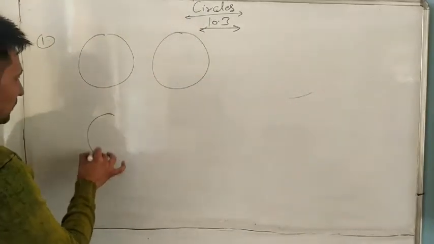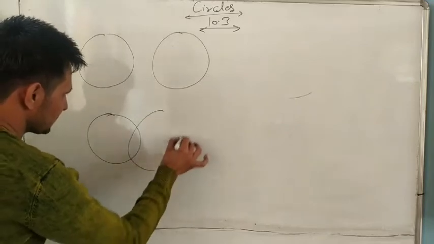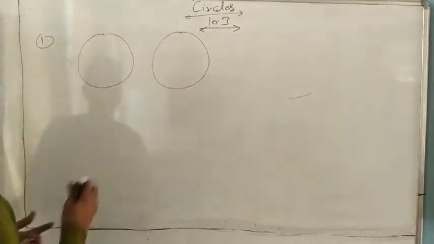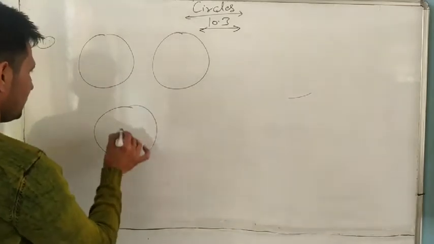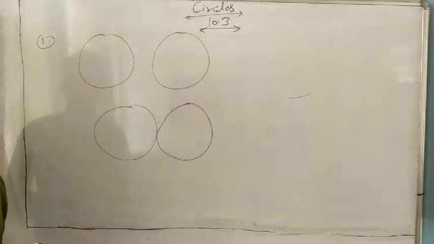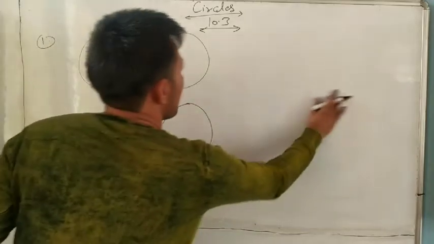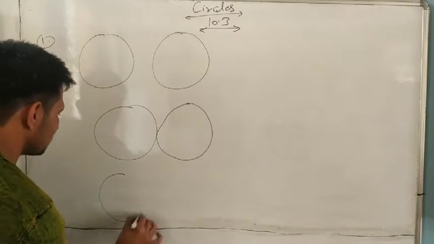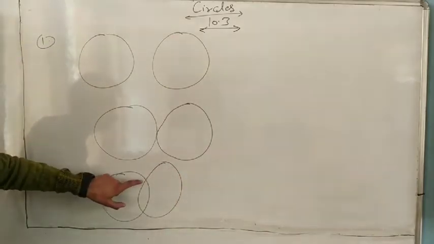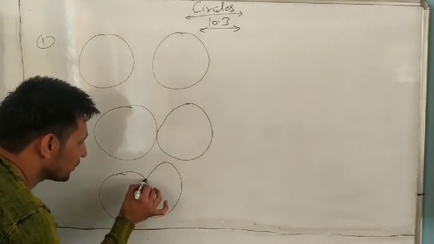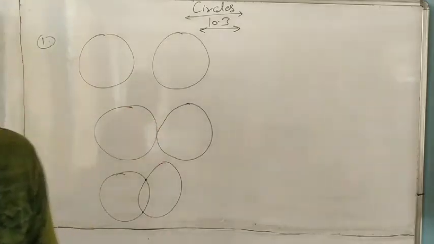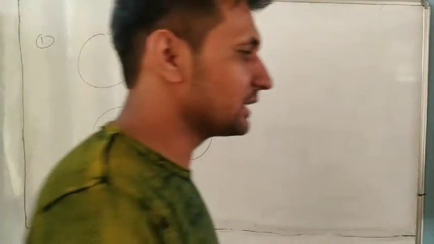Can we draw two circles like this also? Yes, like this one also we can draw. And can you draw like this one? Yes, and these touch outside. One more pair we can draw like this. So how many points are common? They cut here, so this point is in both circles, and this point is also in both circles. So we have to find how many points each pair has in common.